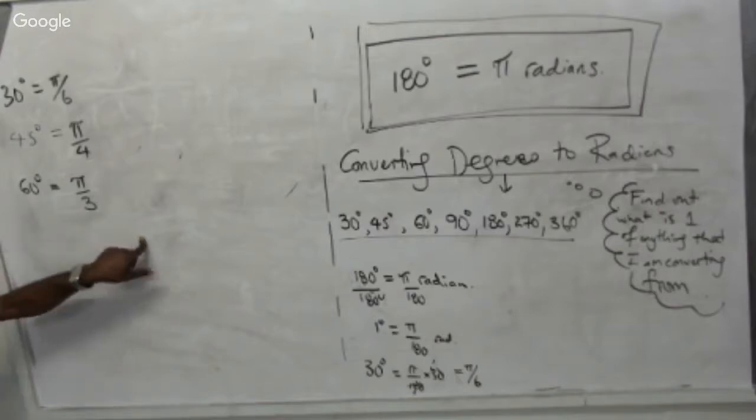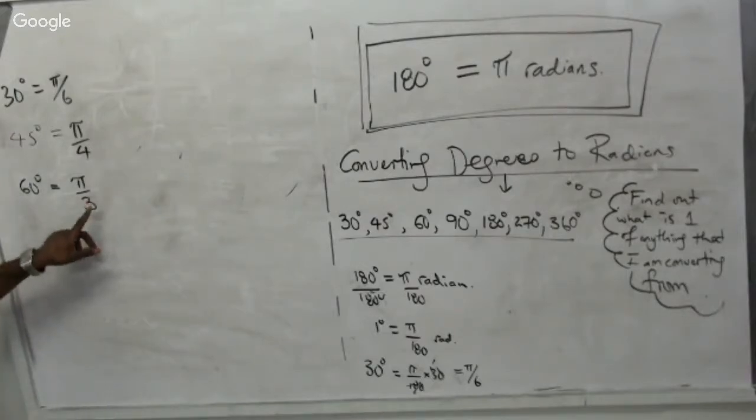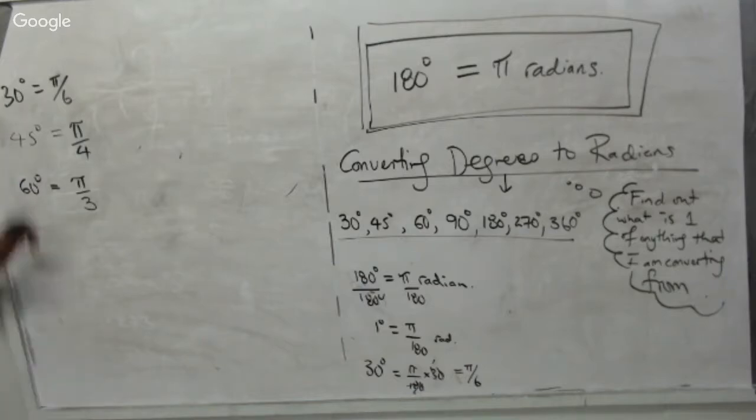Remember, you must know these at the back of your hand. 30, 45, and 60 are the only standard angles, and they're either pi upon 3, pi upon 4, or pi upon 6. Yes? So, note that is a nice way of remembering. Fair enough?